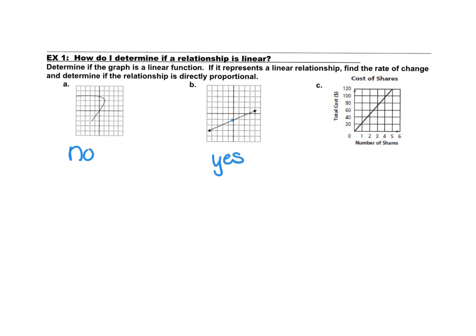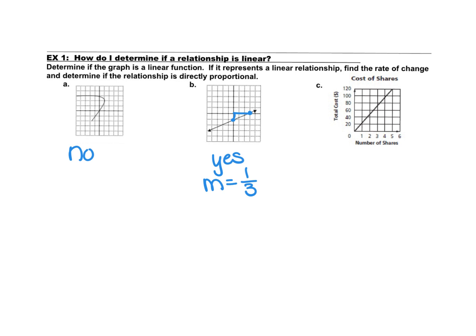So let's find the rate of change. Remember, to find the rate of change, we're going to identify 2 points and then do the rise over the run. So it went up 1 and we went over 3. So the slope of this is 1/3. Now, this is not directly proportional, because if it was directly proportional, it would have started at the origin. And because this has a y-intercept of -1, this is linear but not directly proportional.